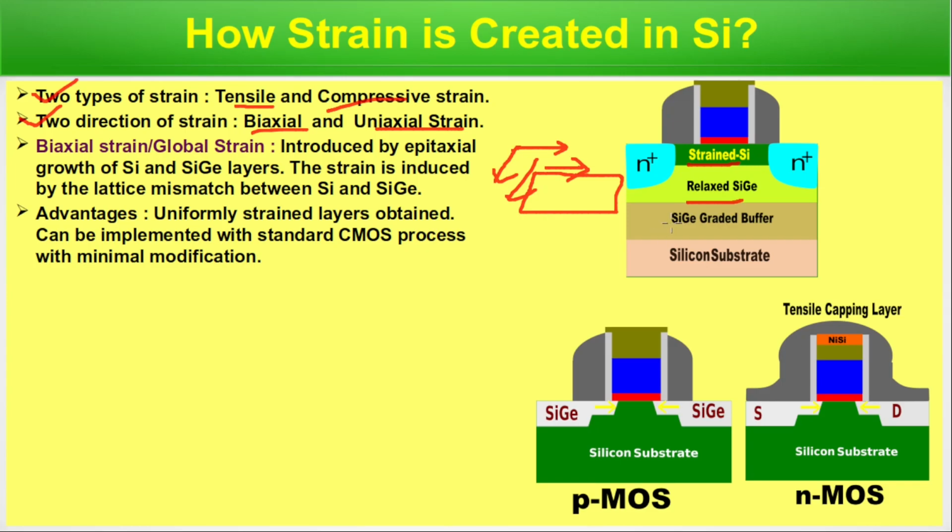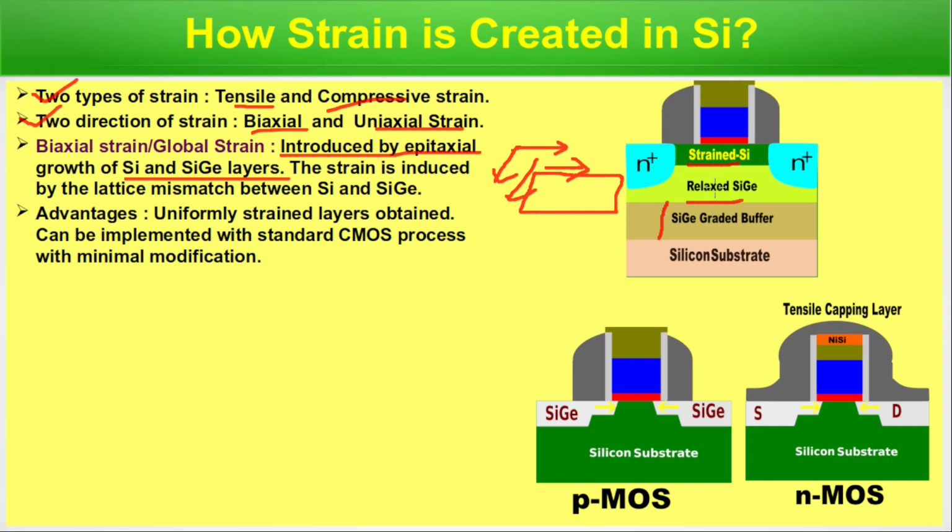Here in this diagram we can see a silicon germanium graded buffer. This buffer layer is created gradually, and from here to here, in the whole thickness of this buffer layer, the germanium percentage is not constant, it gradually changes. Why is it called global? Because the strain is along the whole layer, introduced by epitaxial growth of silicon and silicon germanium layers. Biaxial strain may be tensile or compressive.